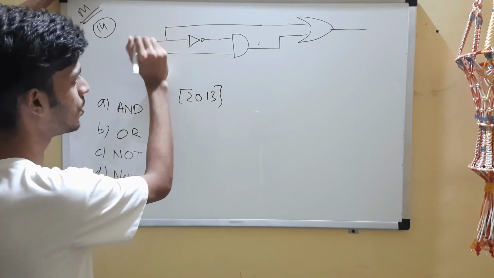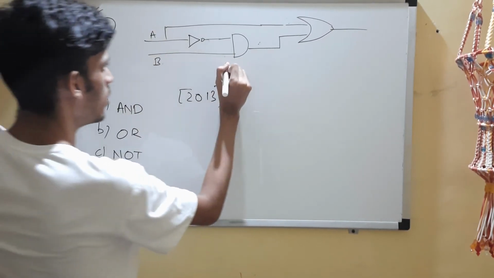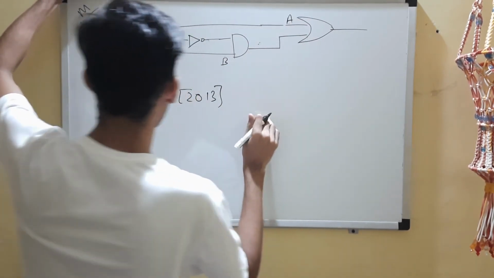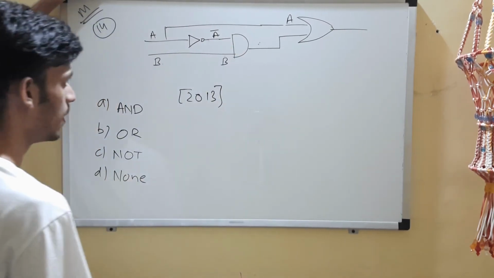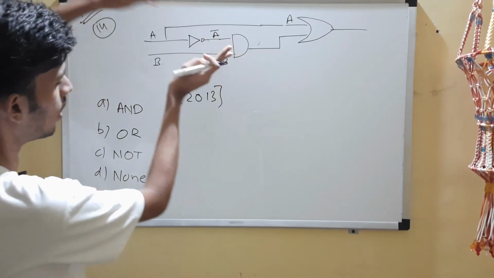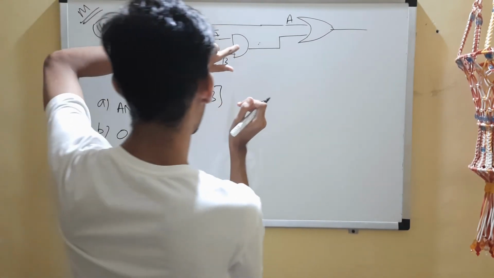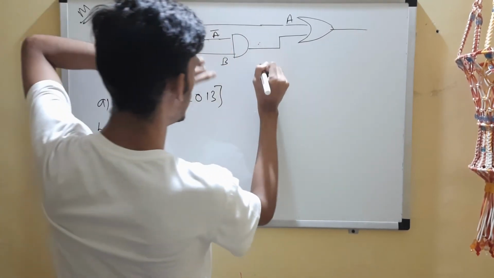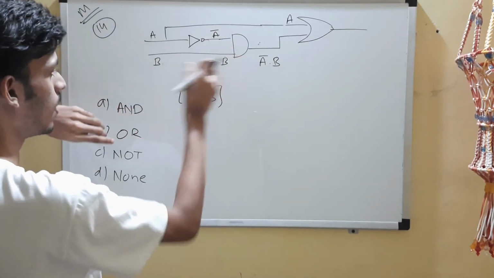So okay, I'll choose A over here. A as the input and B as the input. Here also the input will be B, here also the input will be A. Right, now A undergoes a NOT operation, so we will get A complement. Now A complement and B undergo an AND operation. Right, this is an AND gate. The AND gate will just multiply the inputs, so it will just multiply A complement into B.